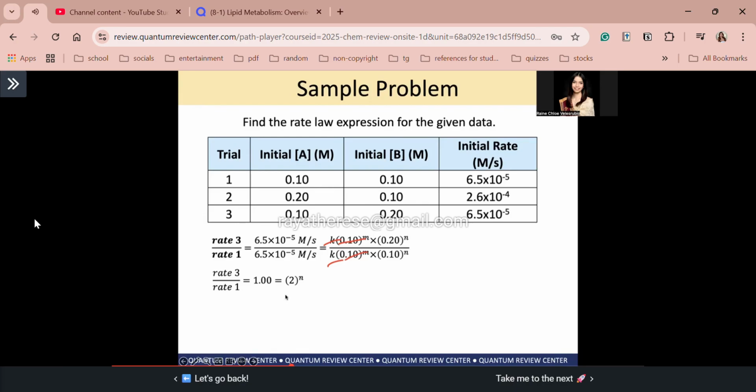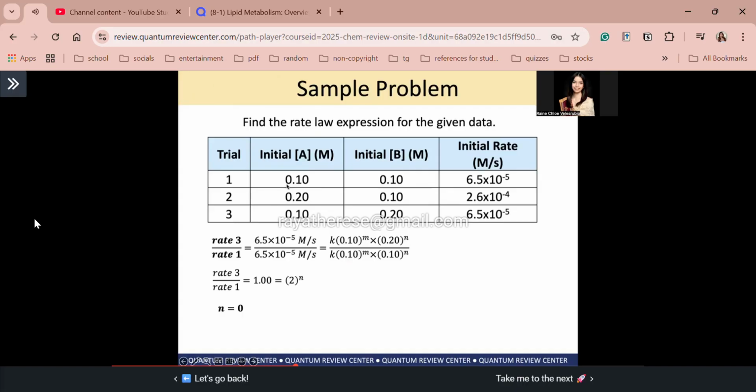O guys, ano kaya dapat ang value ni n so that we will get a value of 1 on the left side? O guys, kung ayaw nyo mag-solve, kung ayaw nyo mag-isip, calculator nyo na lang, diba? Shift solve for 1 is equal to 2 to the power of x, diba? Madali lang. So guys, n is just equal to 0, diba? 2 to the power of 0, tandaan is just equal to 1, diba? Any number to the power of 0 is just equal to 1. Therefore, the reaction order with respect to B is equal to 0.